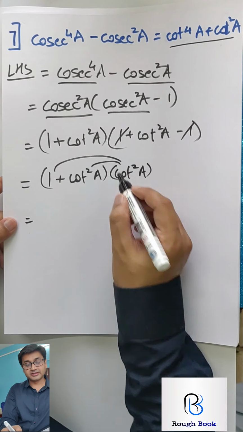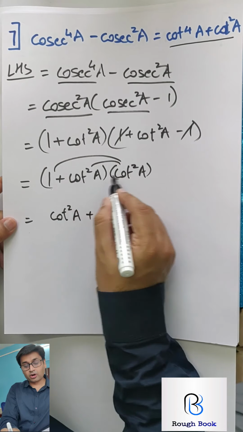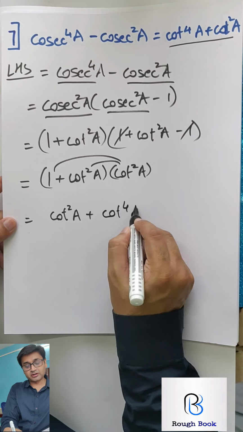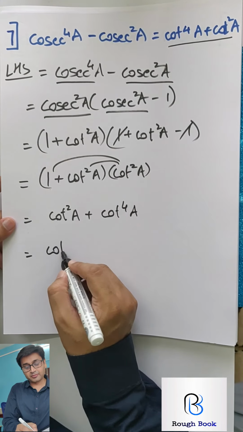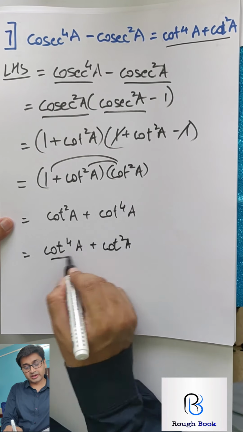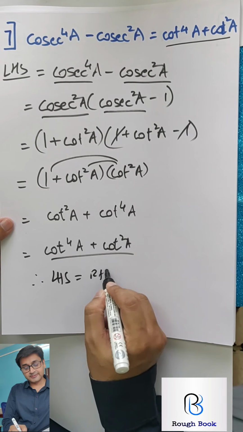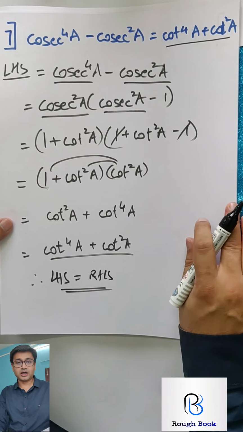Can you open the brackets now? So 1 with cot square is cot square, and cot square with cot square gives us cot 4. So let's write it in proper order. First cot 4 and then cot square. Exactly, that's what we wanted. So therefore we can say LHS is equal to RHS.